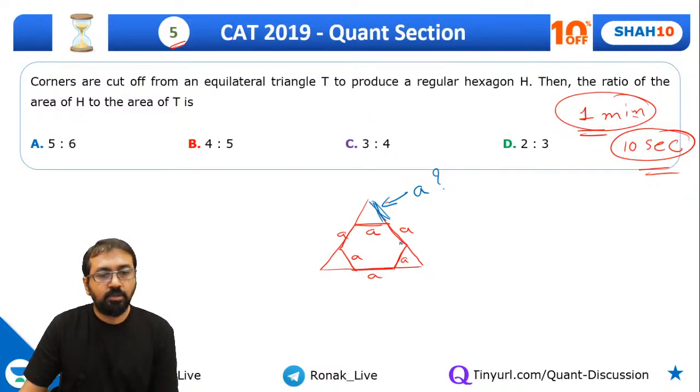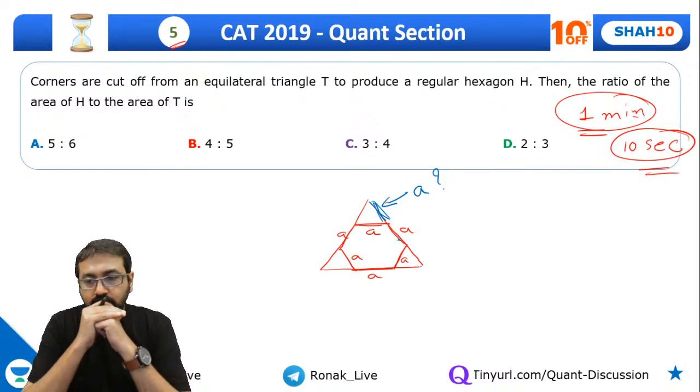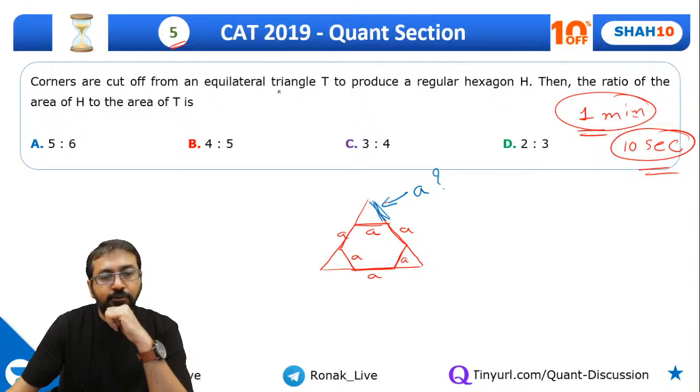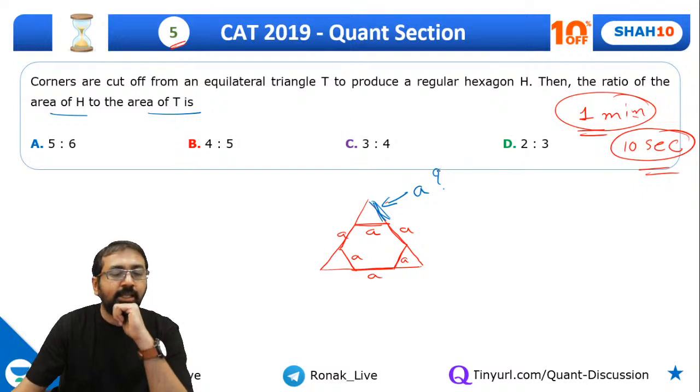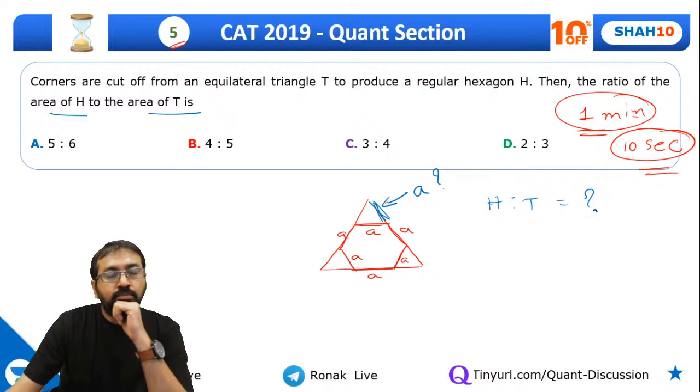So guys, what's the answer? Quickly tell me. You have 20 seconds left. The corners are cut off from an equilateral triangle to produce regular hexagon H. Ratio of area of H to area of triangle T. You need to find out H to T, this ratio.